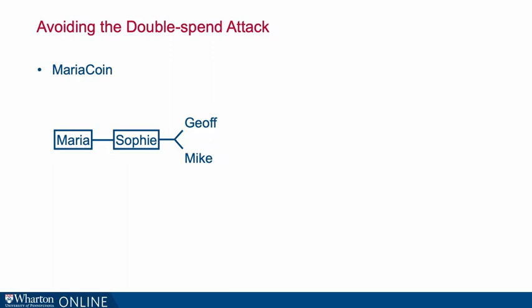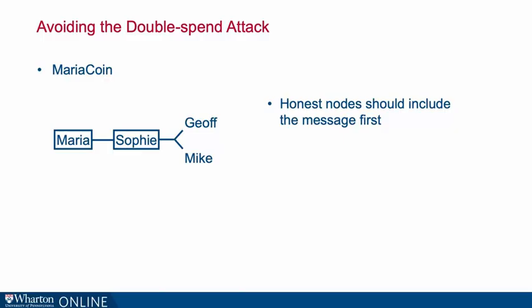Now, how does this work in the system I just outlined? So Sophie's transfer to Jeff is broadcast to the network of nodes, and Sophie's transfer to Mike is broadcast to the network of nodes. Some nodes will receive the transfer to Jeff message first, some will receive the transfer to Mike message first. Now, it's usually the policy of honest nodes to include in their block the message received first, but that's a norm. It doesn't have to be that way.